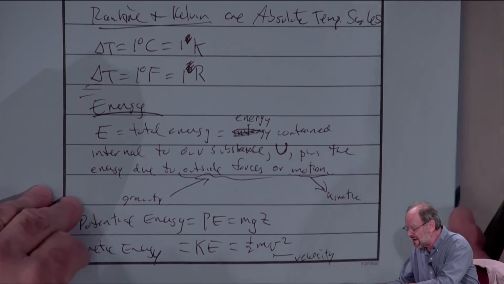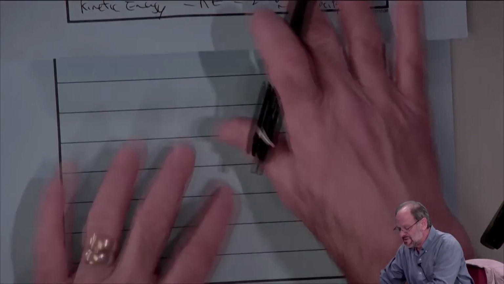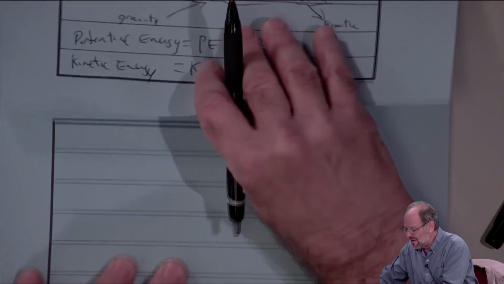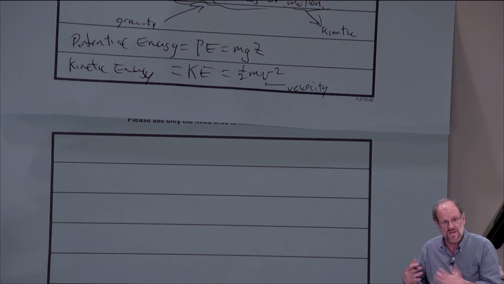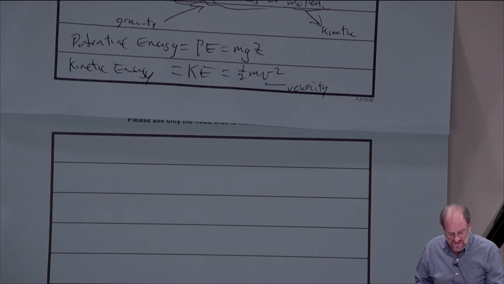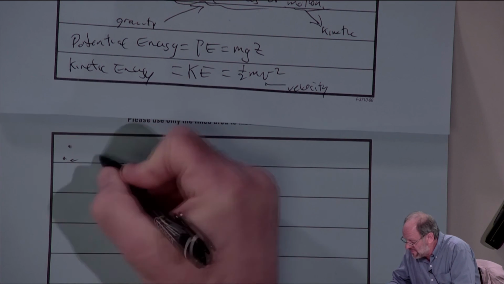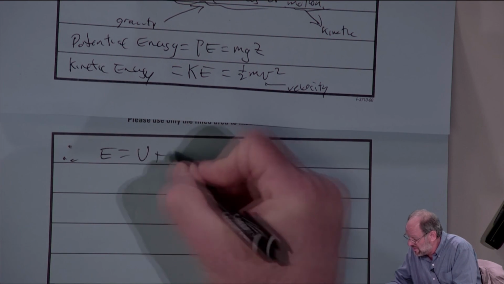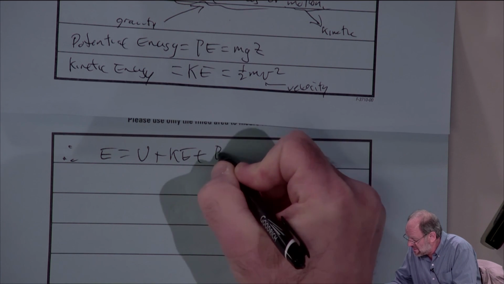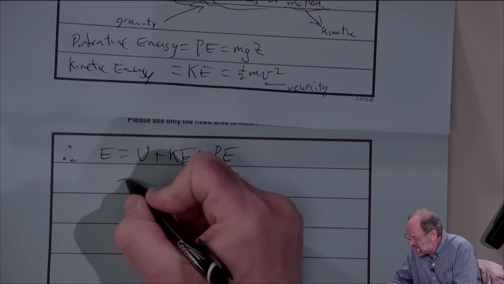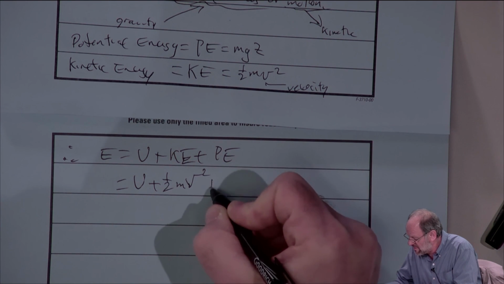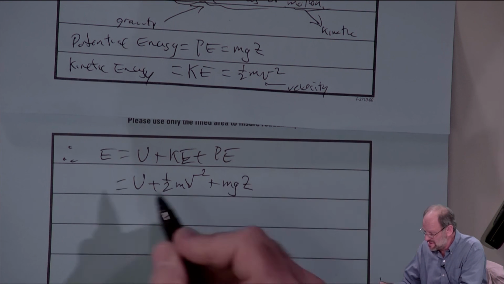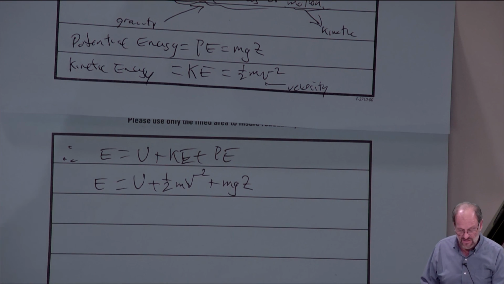So with all this in mind then, if the energy is really just the sum of the energy contained internal to the system plus the energy based on motion and other forces, well, then that means, therefore, that E is just equal to U plus the kinetic energy plus the potential energy. So we could just write it as U plus 1/2 mv squared plus mgz. Okay, so this is our equation for energy.